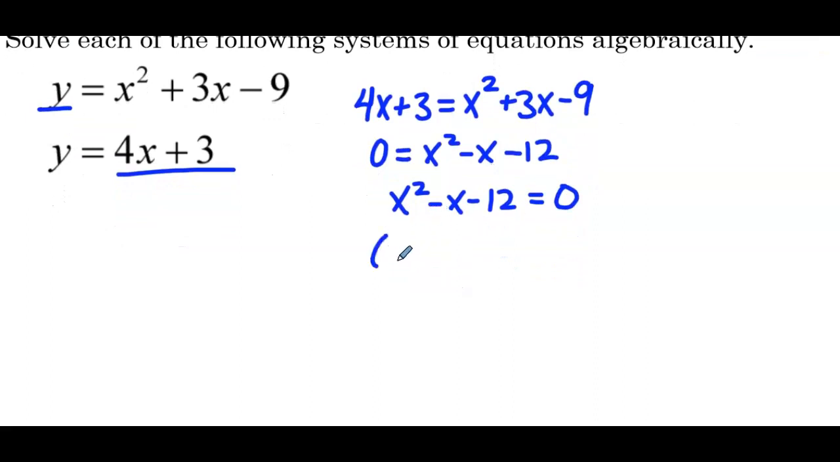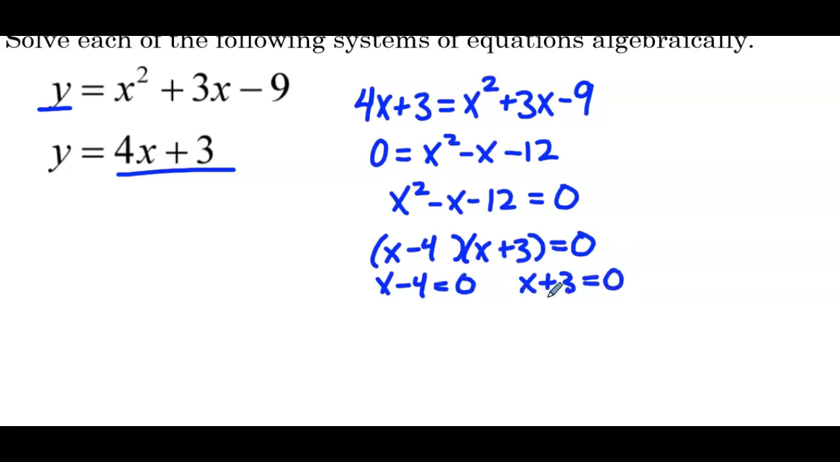Now we can try to factor this. The factors are x minus 4 and x plus 3. That means either x minus 4 equals 0 or x plus 3 equals 0, and we have either x equals 4 or x equals negative 3. Now for each of these x values, we have to find the corresponding y value because we're looking for points of intersection. A point is an x and a y value. We can plug x into either of the two equations, but plugging into the linear function is going to be significantly easier, in my opinion.